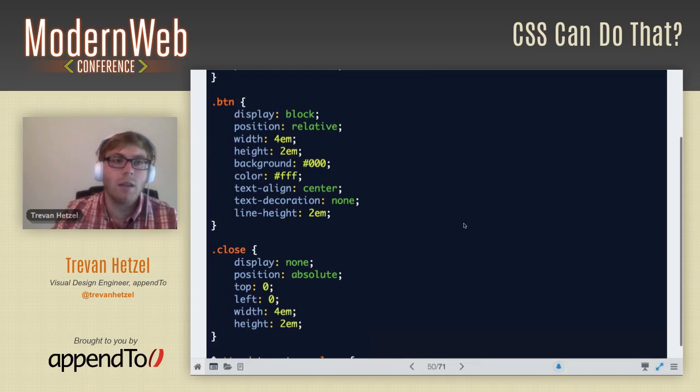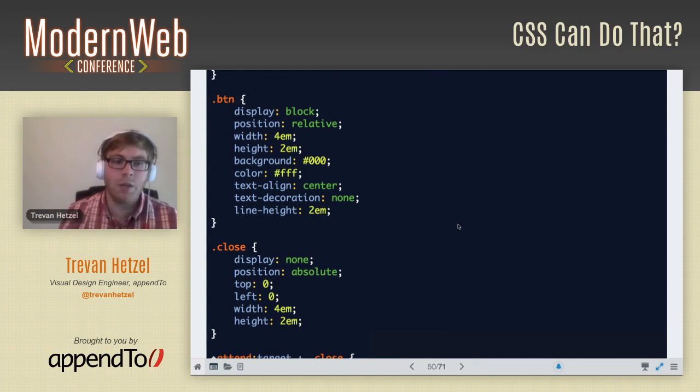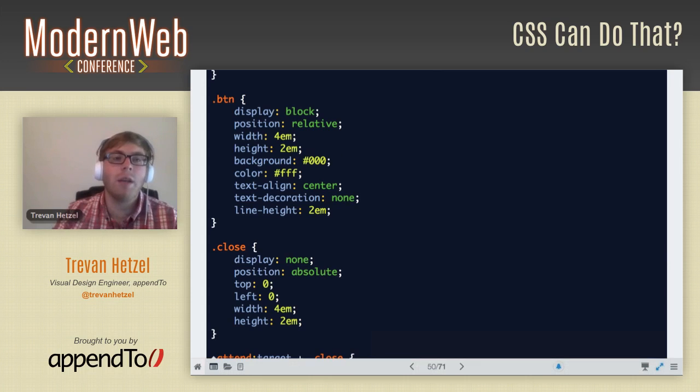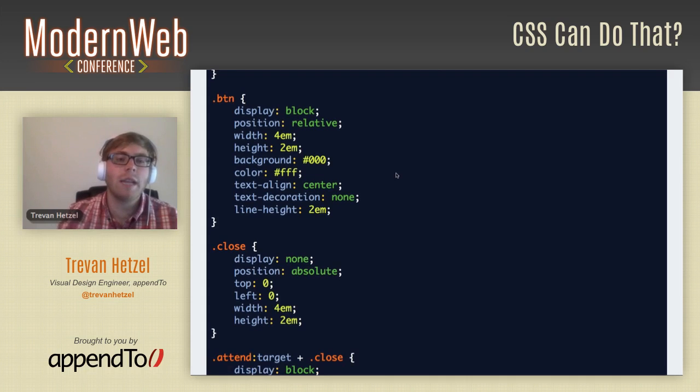And then the close, which is the new anchor that we just added, we're setting that to display none, and we're positioning it absolute with top and left of 0, and then we're giving it a width and a height of the same values that that button actually has. So since it's positioned absolute, it just sits right on top of that button. But since it's display none, clicking it is not going to do anything.